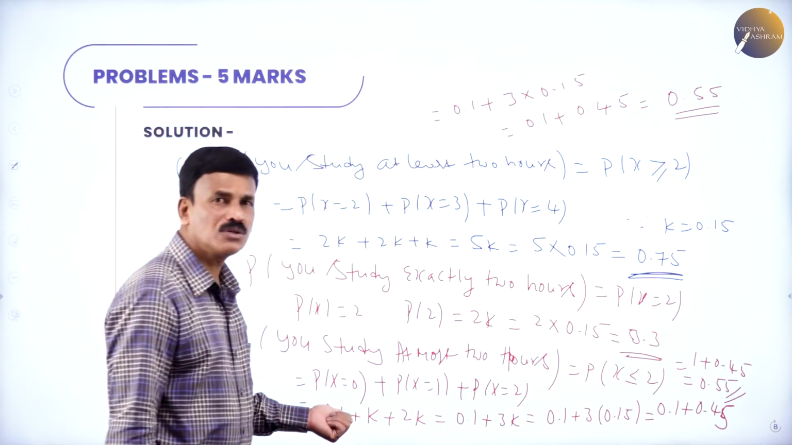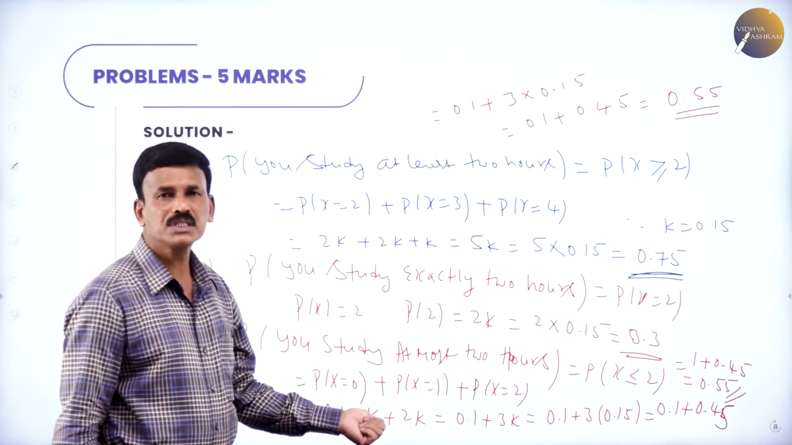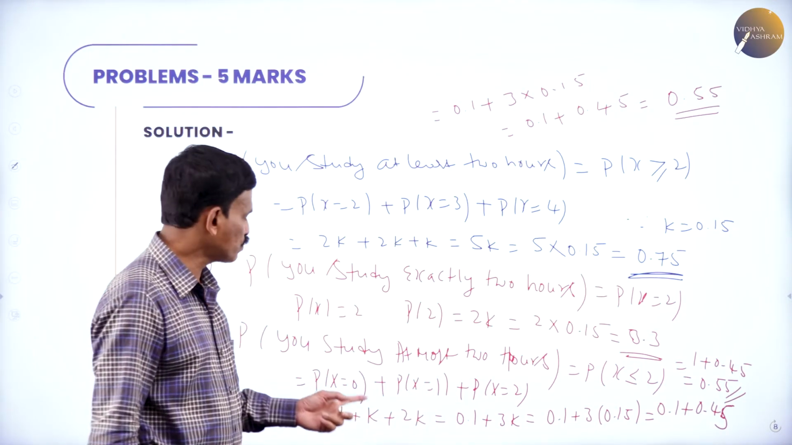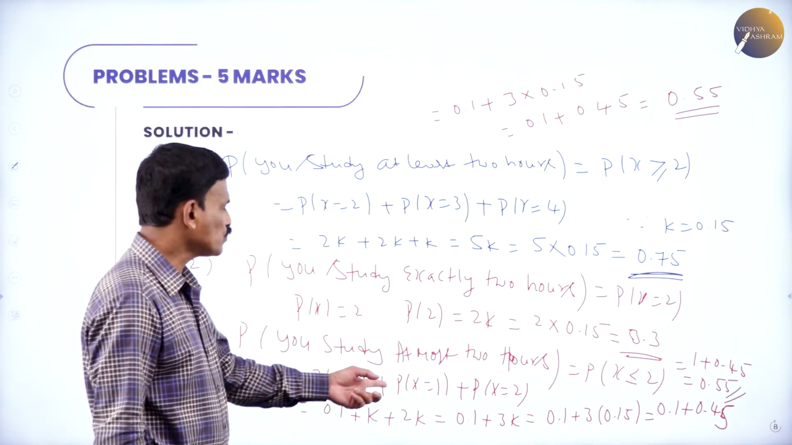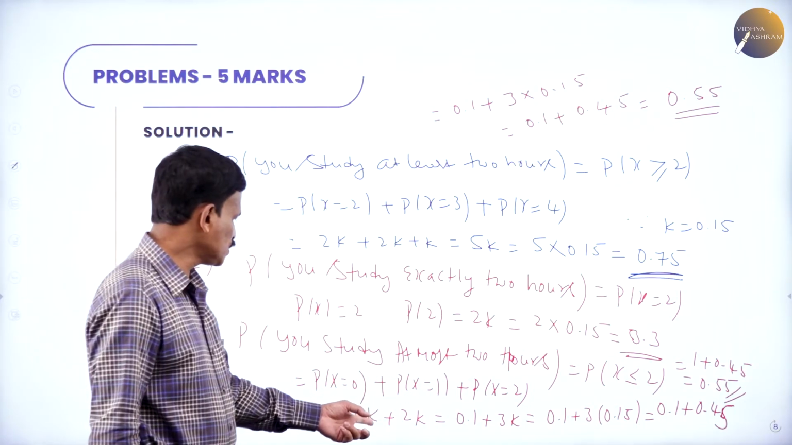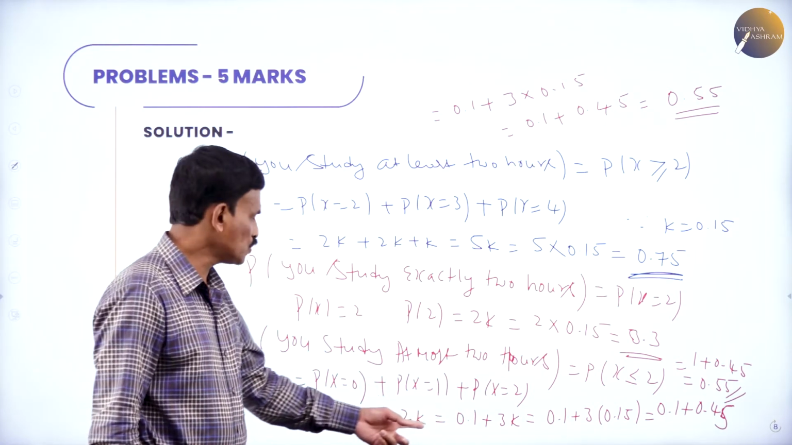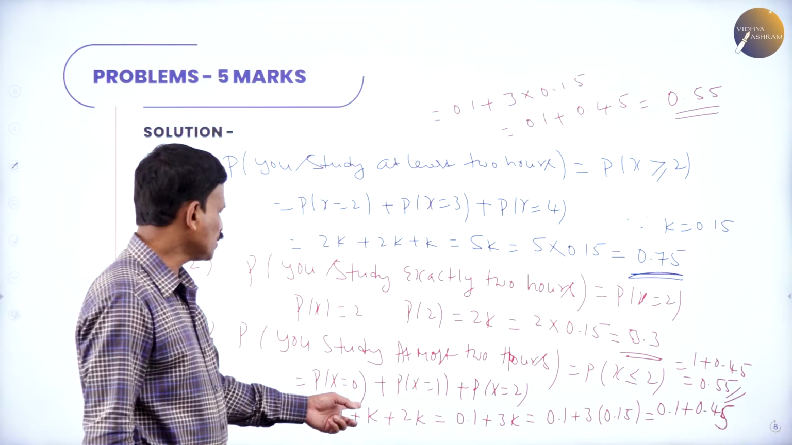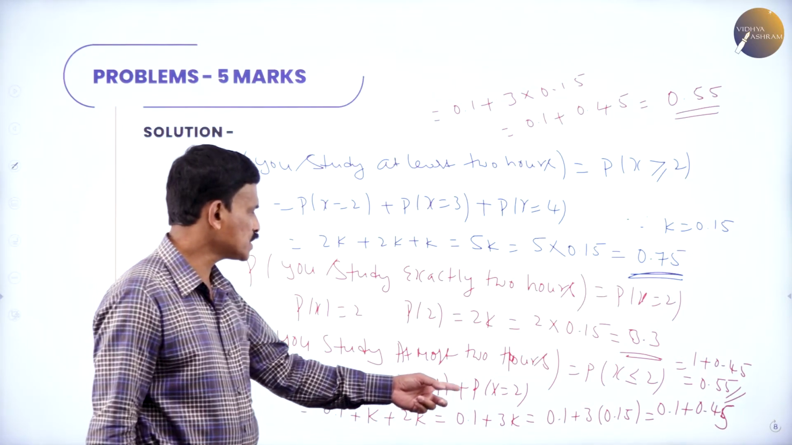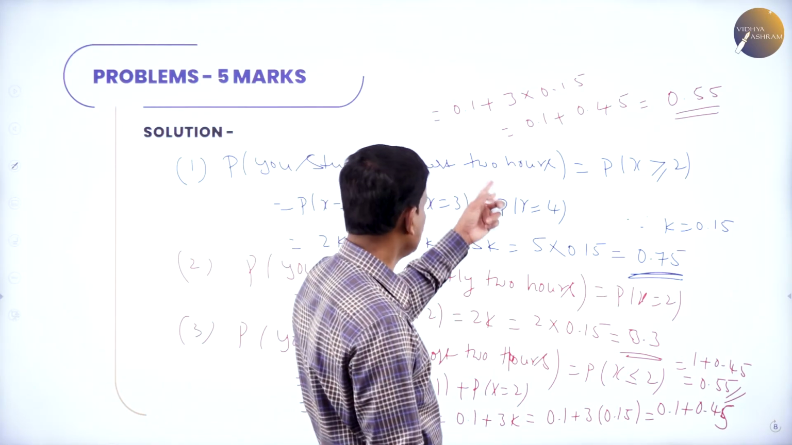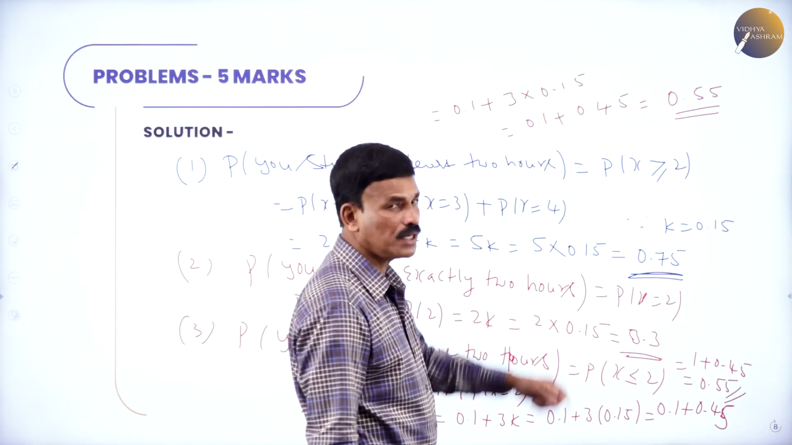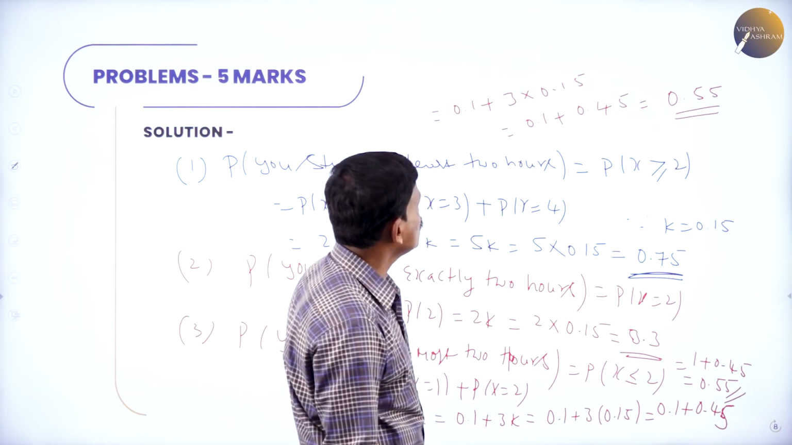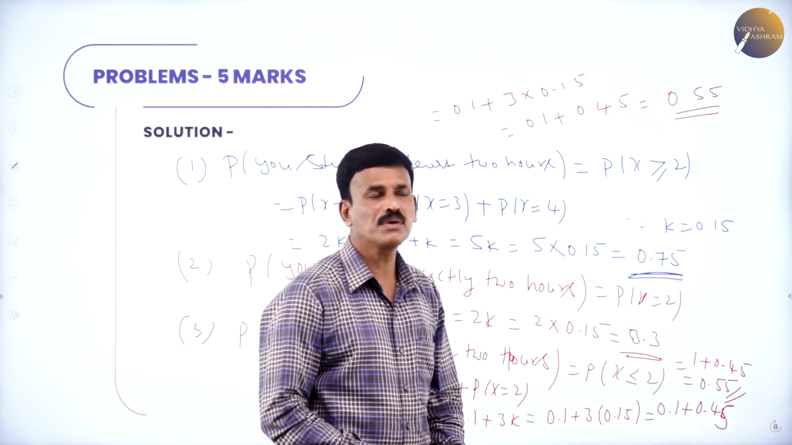X less than or equal to 2 means x is equal to 0, plus x is equal to 1, plus x is equal to 2. Probability of x is 0 is 0.1. Probability of x is equal to 1 is k, and probability of x is equal to 2 is 2k. So 0.1 plus k plus 2k is 0.1 plus 3k. With the k value 0.15, 0.1 plus 3 into 0.15, that is 0.1 plus 0.45, is equal to 0.55.